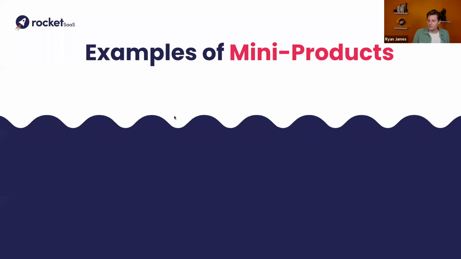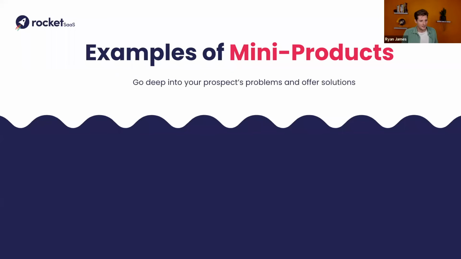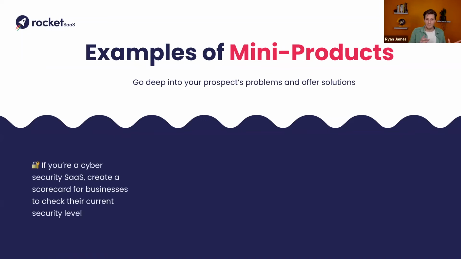So, examples of mini products. Going deep into your prospects' problems and offering solutions, I'm going to use the same 3 companies I used previously, the same 3 industries. If you're a cybersecurity SaaS, create a scorecard for businesses to check their current level of security. A scorecard is kind of like a questionnaire where you ask people a series of different questions, and at the end they get a score, and then they're given actionable insights on how they can increase their score to improve their business.